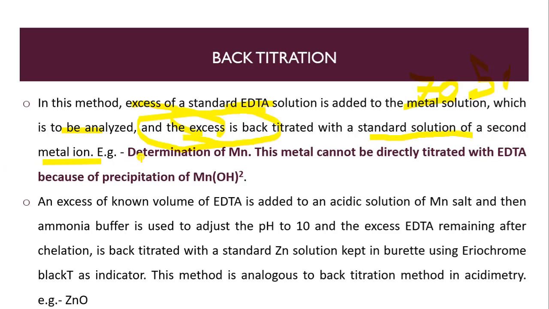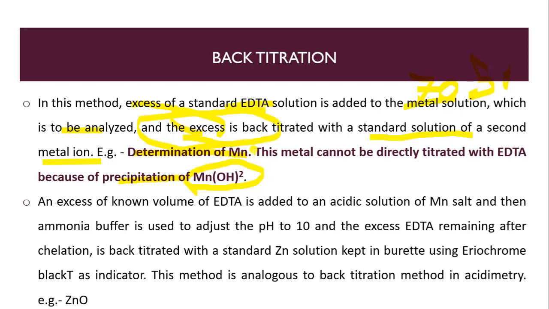For example, the determination of manganese. This metal cannot be directly titrated with EDTA because of the precipitation of manganese hydroxide. We cannot directly titrate manganese with EDTA. That's why we have to use the back titration method, because when we add EDTA directly, it will convert the manganese into manganese hydroxide.